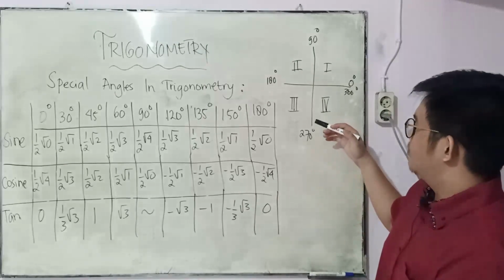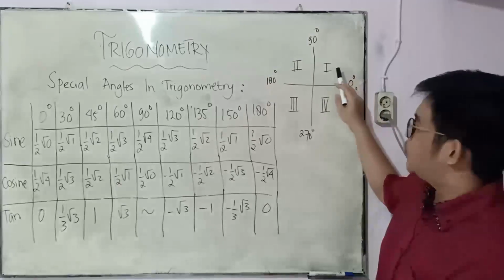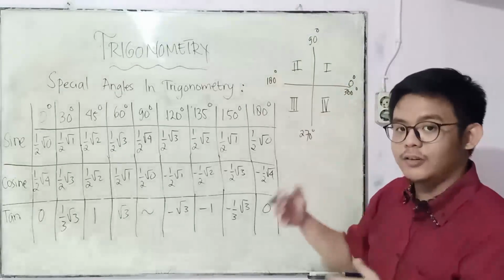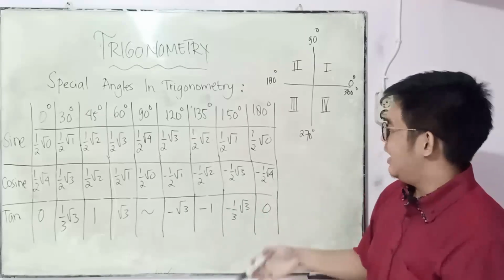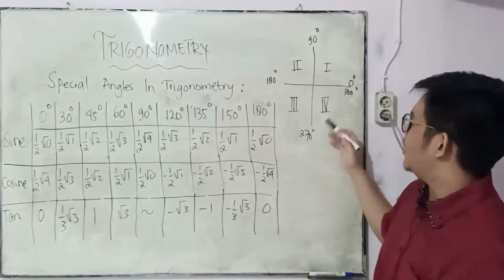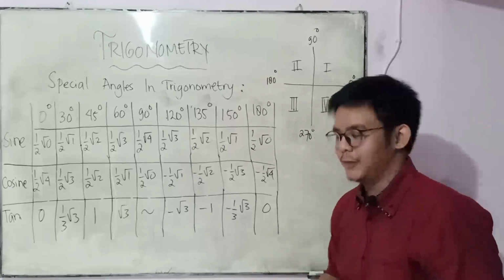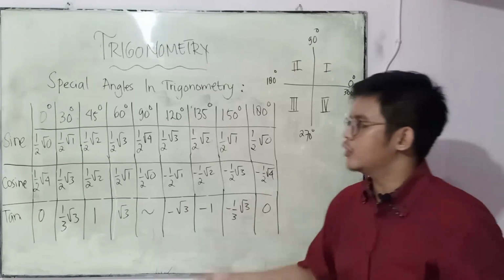So to make it easier to remember, in the first quadrant, all of the values are positive. The second quadrant, only the sine. The third quadrant is the tangent, and the last one is the cosine. Okay. And also, now we are going to talk about the values.